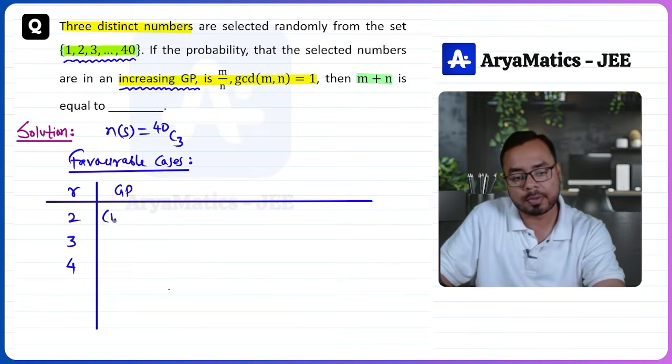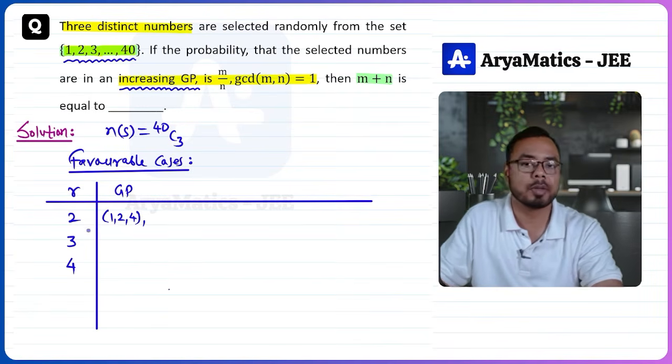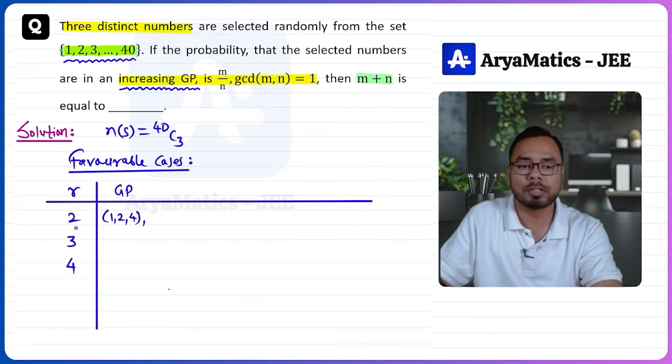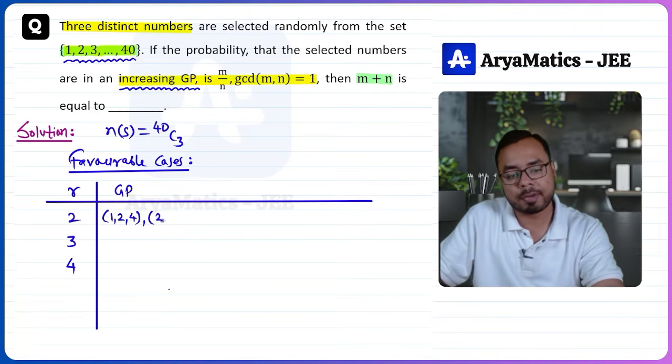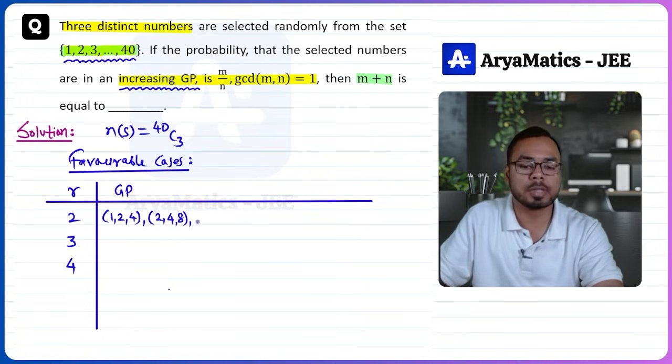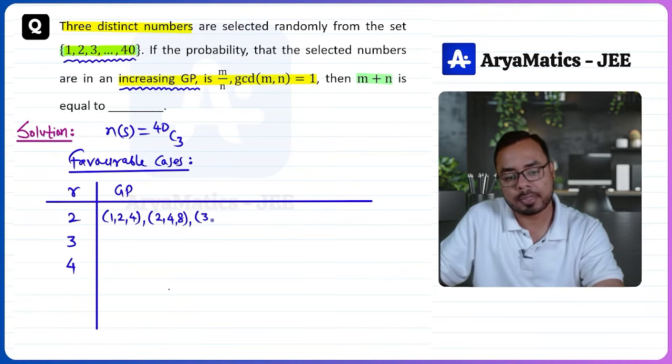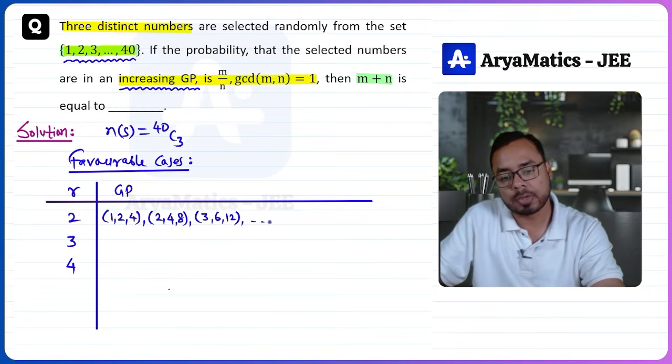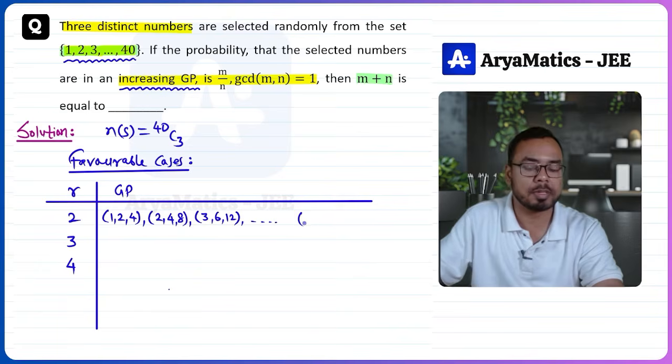One possibility is that the first term we can take is 1. If the common ratio is 2, the next term will be 2, and then the next one will be 4. So this is 1 GP with common ratio 2. Similarly, if I take the first term as 2, the next term will be 2R, and the next one 2R square. So this is the next GP: 2, 4, and then 8. If the first term is 3, then the next one will be 3 into 2, 6, and then 6 into 2, 12. In this manner, we can create a number of GPs.